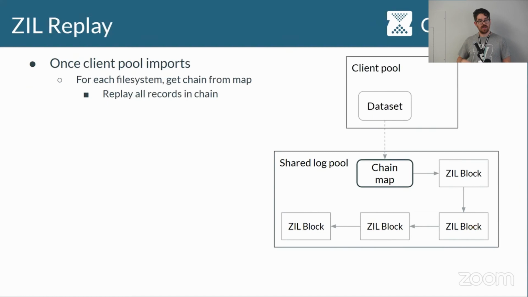Then ZIL replay is still deferred until the clients are actually present. Once the client pool is imported and it has registered itself with the shared log pool, then for each of its file systems, it'll go to the chain map and pull the head of its ZIL chain and replay all the records in the chain, just the same way it would before, except all the IOs are going to this new storage pool.